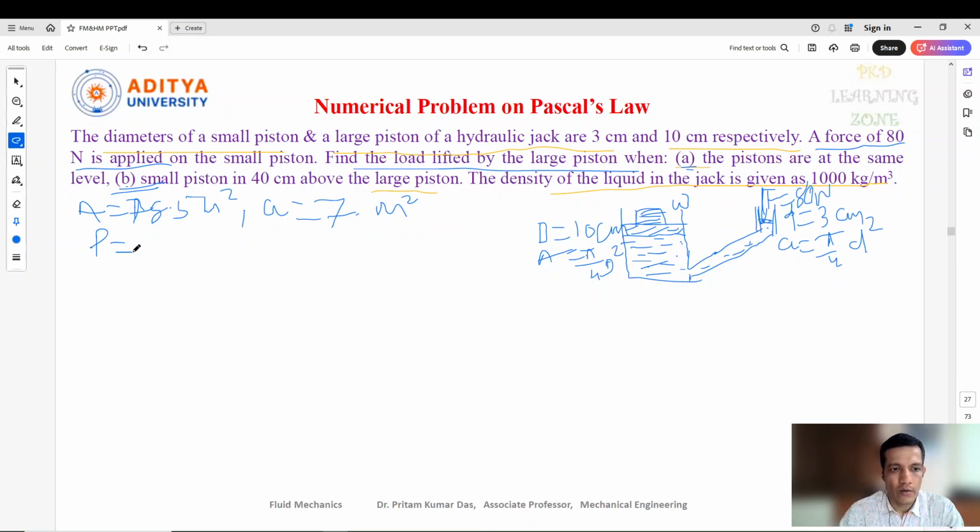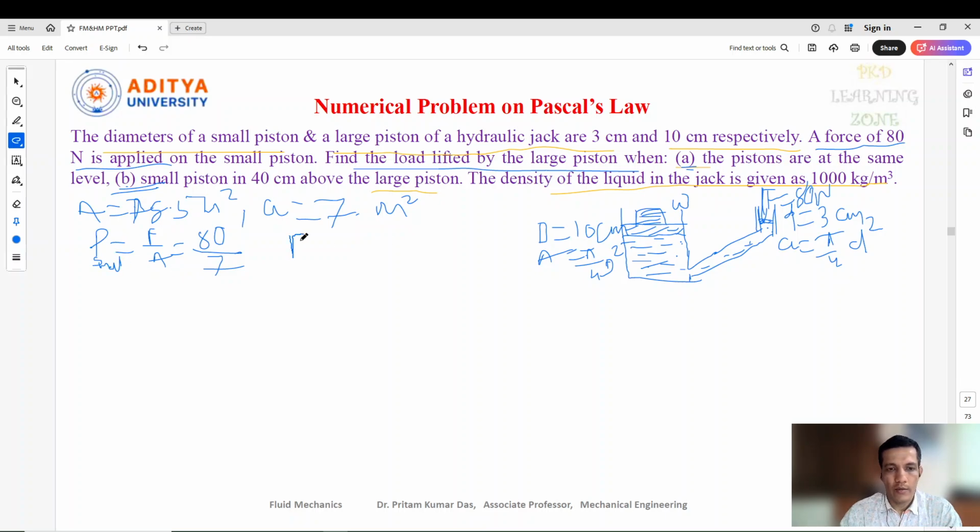We can do here P equal to F by A. So here F equal to 80 Newton and area equal to, you can say 7 here. So we can get the value of pressure here at this point. Now as per Pascal's law, we know that the same intensity of pressure which is applied here will be equally distributed in other directions also. So here we can write pressure at the small piston side.